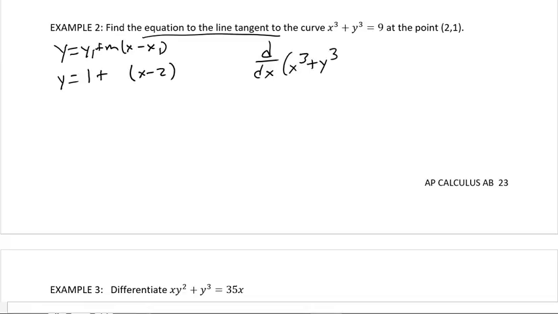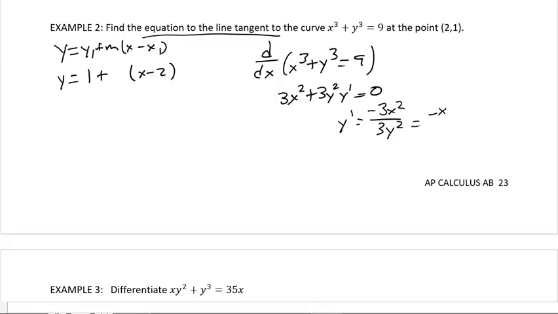So this would be 3x squared plus 3y squared, don't forget to tack on y prime, equals 0. And so if I solve that for y prime, it would be negative 3x squared divided by 3y squared, or negative x squared over y squared. Now I plug in negative 2 squared divided by 1 squared, which of course is 1, that would be negative 4. So my slope here is negative 4, and there's the equation of the tangent line to the curve at that point.